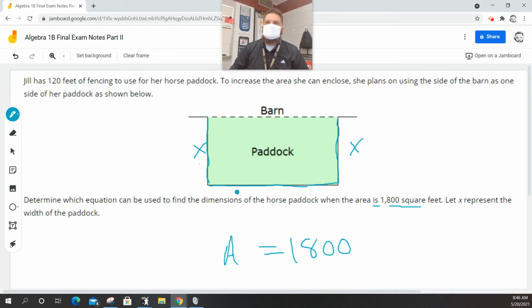What's the length? Well, it's going to have to be 120 minus 2x, right? Minus x minus x. Because this whole thing adds up to 120, this fence. It goes from here to here to here. So I can find the area.